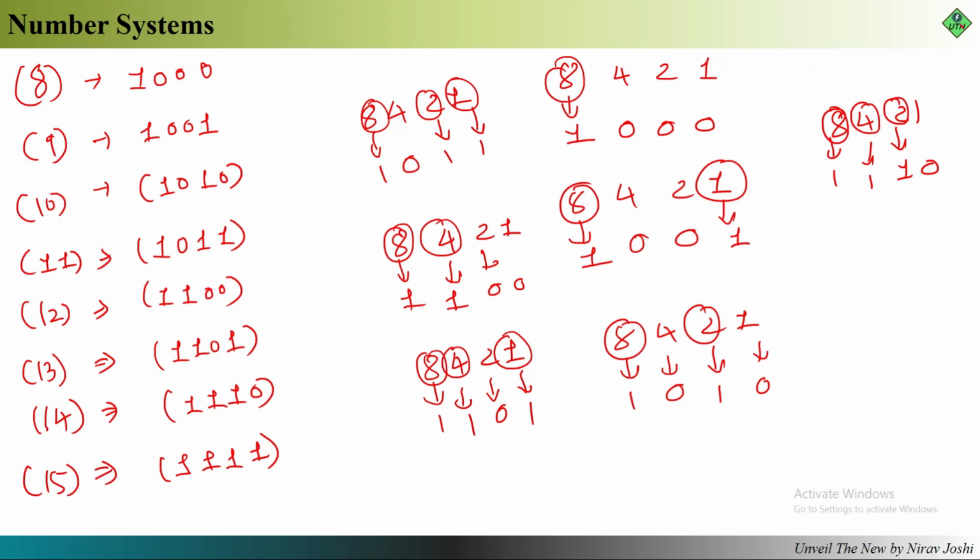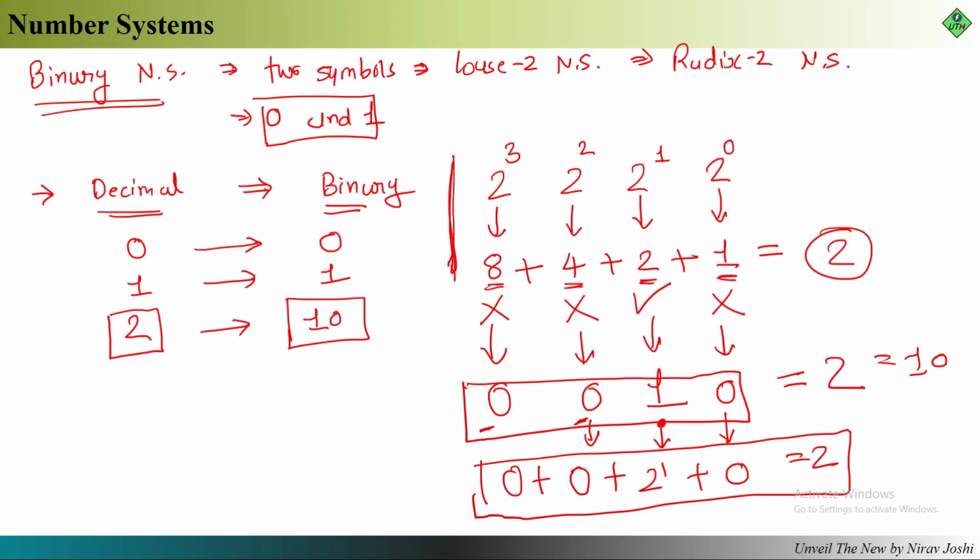But what about 16? Right? That is the question that students always ask. Sir, what about 16? If you are following me, if you are watching this video thoroughly, you might have seen that we have taken up to the power of 3. Up to the power of 3, it will give you 8. So 8, 4, 2, 1. Now 8 plus 4 plus 2 plus 1 will always give you 15.